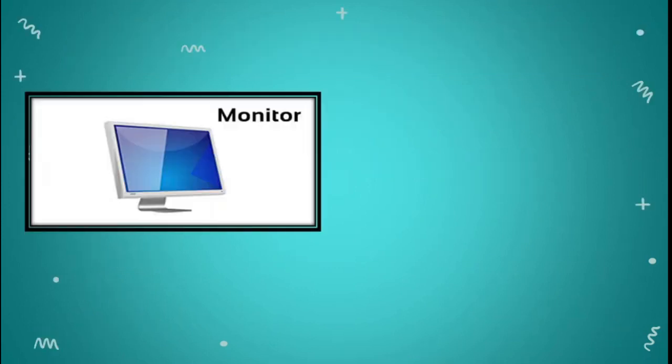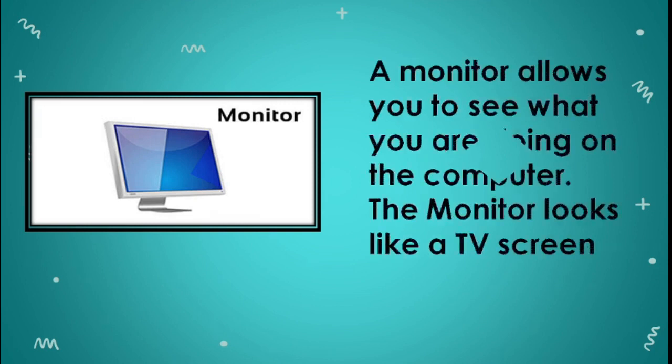First one is monitor. A monitor allows you to see what you are doing on the computer. The monitor looks like a TV. It displays the work that we do on a computer. It also displays the result and movement of the mouse pointer on the screen. A monitor is also known as visual display unit.